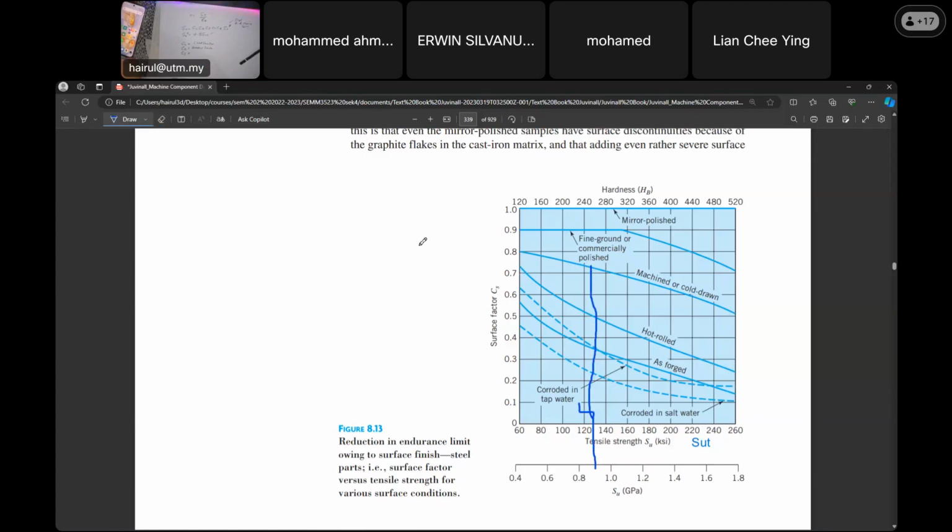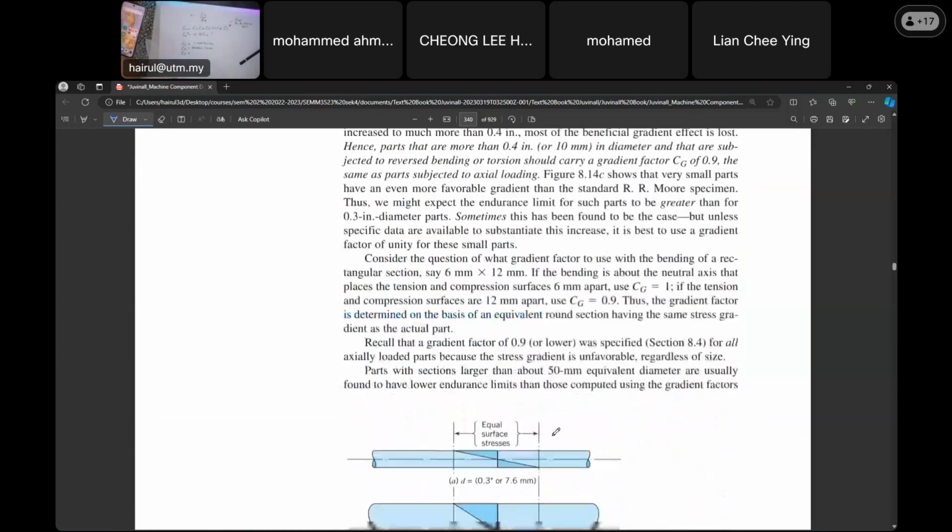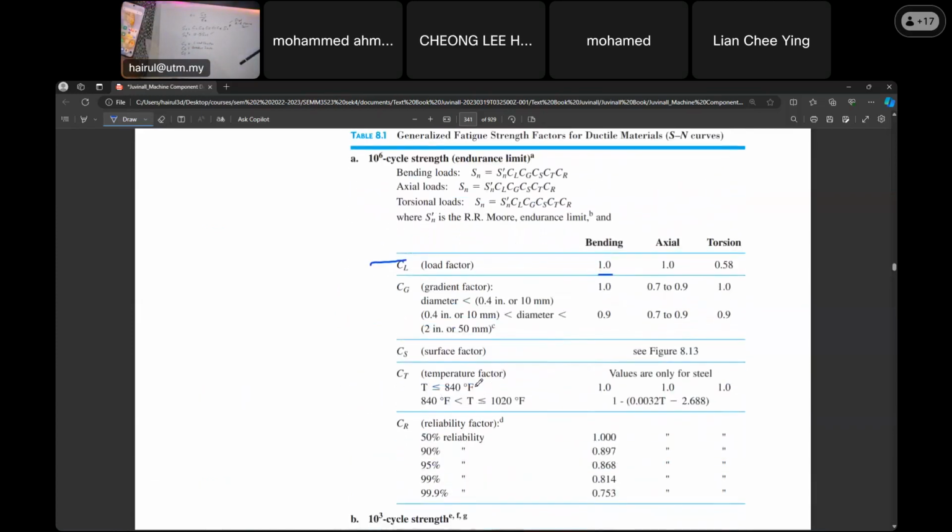Clear, class? That's how you get 0.74. Clear, class? My writing is very bad. You bring it here. This is the 0.7 scale, 0.8 scale, about 0.74. That's how you do it. That's how you find the surface factor. That will be the surface factor, depending on the quality of the surface.